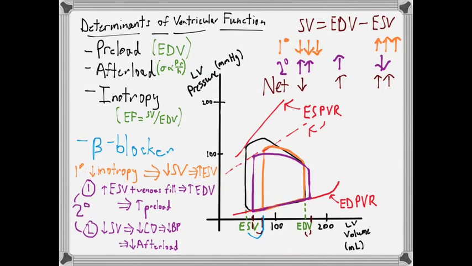Now again, our primary effect was to decrease stroke volume. Our compensatory change is to increase stroke volume. Overall, though, the primary change wins, and we see a decrease in stroke volume when we administer a negative inotrope. This concludes our discussion of pressure volume loop examples.